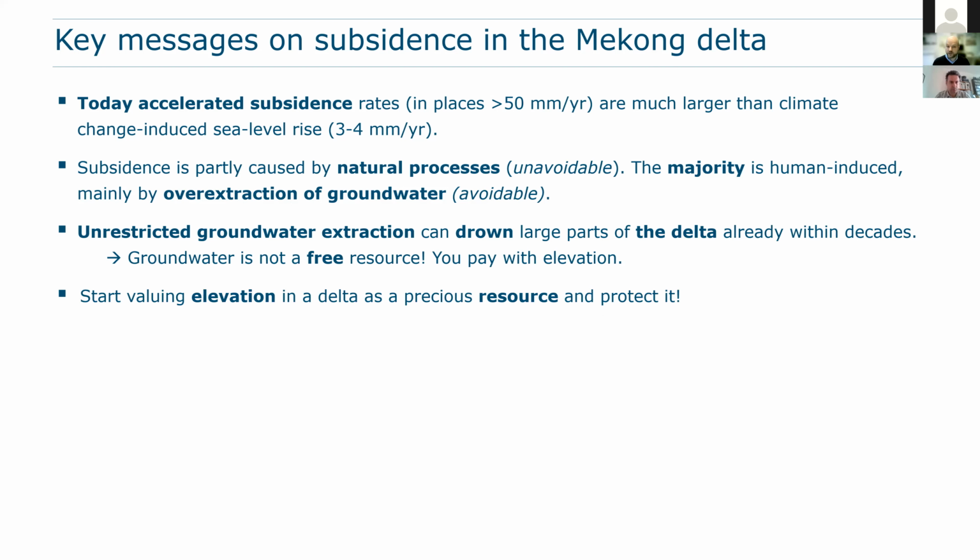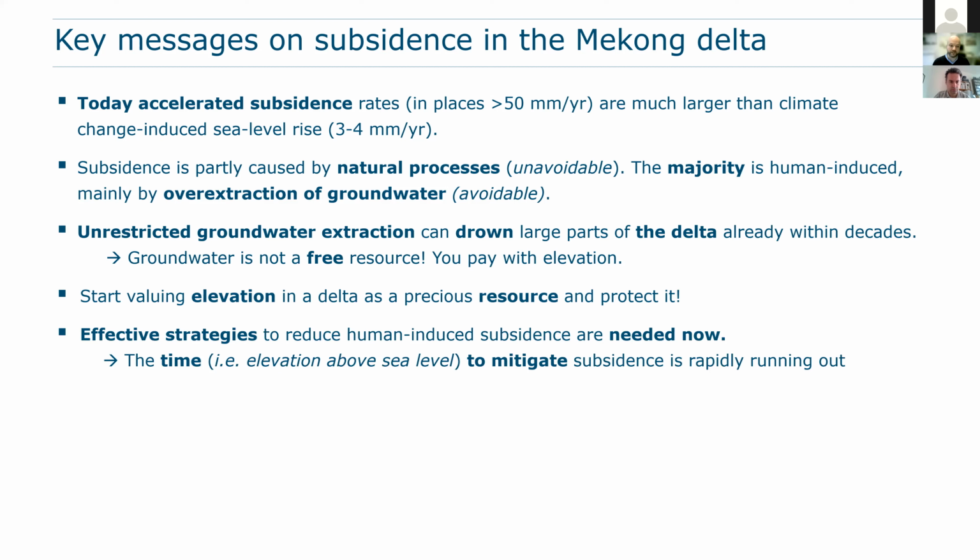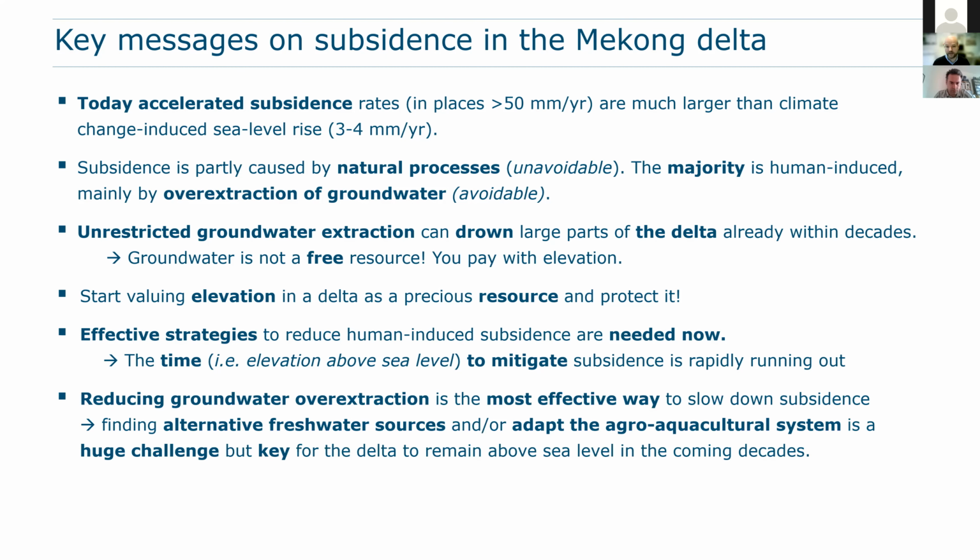So one of the things could be to start really to value elevation in the delta as a precious resource and try not to exploit it, because once you lose it, it's very hard to get it back. And effective strategies to reduce it are needed. It is time to have them urgently, because the elevation that the delta has above sea level is rapidly running out. So reducing groundwater extraction is the most effective way, as we saw in Bangkok, to slow down land subsidence. But it's also a huge challenge, because finding alternative water sources and really adapting the agricultural system in the delta is really a big challenge.